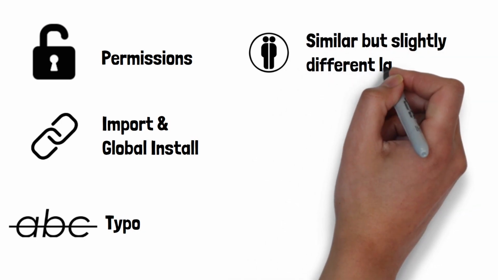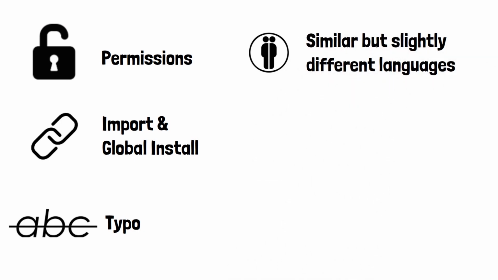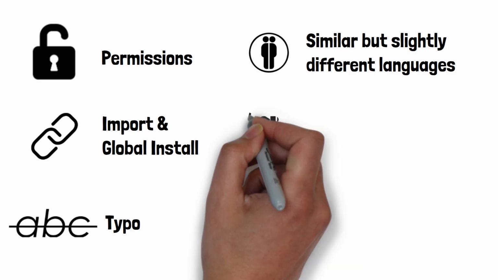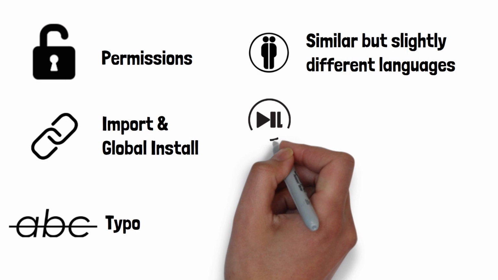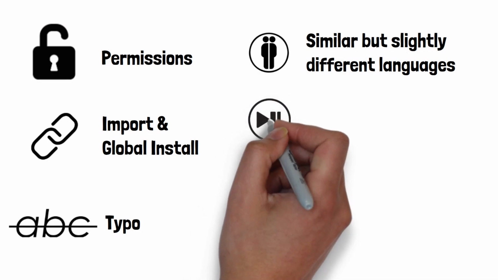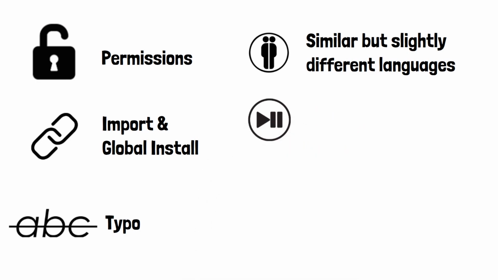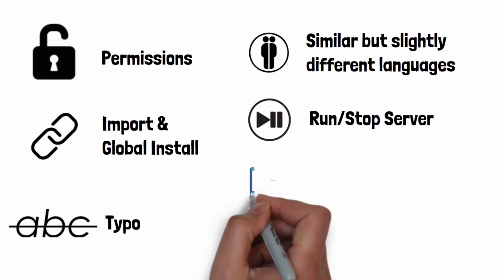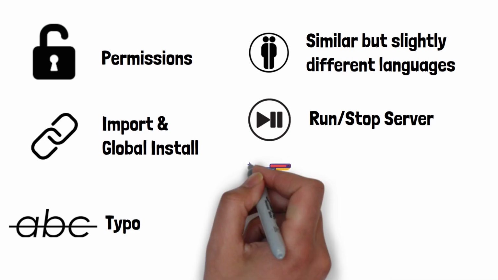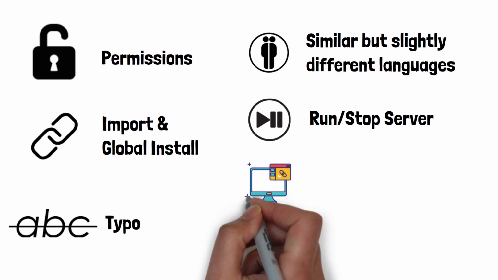Using frameworks that are extremely similar but have some slight differences, for example, HTML and CSS versus React and JavaScript, React and JSX, where you have class and className. You just might not know that they're that similar but slightly different. You also need to make sure to stop and run your server sometimes, restart your server. That'll fix a lot of problems.